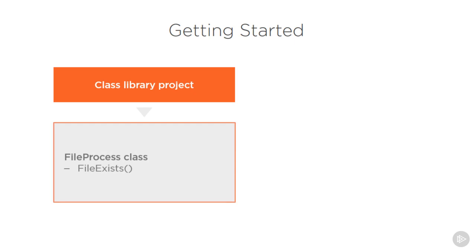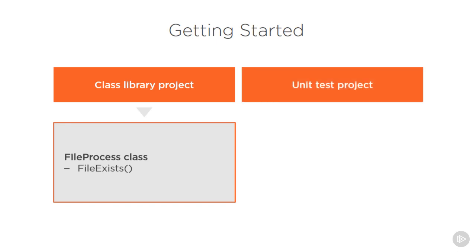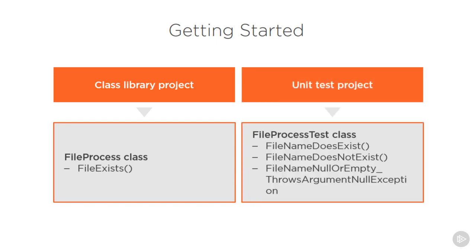To get started, we're going to create a class library project with one class called FileProcess and one method that is going to check to see if a file exists. We'll then create a unit test project, same name, FileProcess, but add Test on the end for the class name. Then we're going to write a few different methods that are very descriptive and tell us what we're checking for in that test.